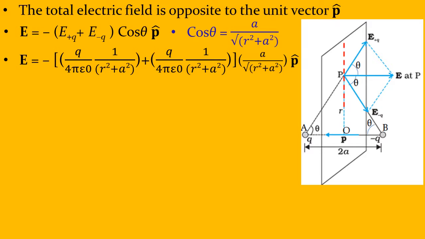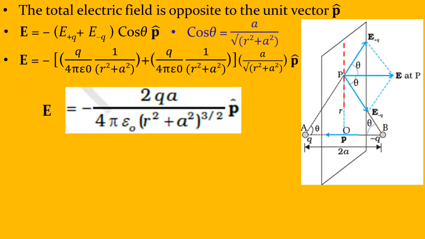So I have the total electric field E, a negative sign outside the bracket, and inside I have the magnitude of the field due to charge plus Q, the magnitude of the field due to charge minus Q, which are both exactly equal in this case, and multiplied by cos theta, and the unit vector P hat, which indicates the direction of the dipole.